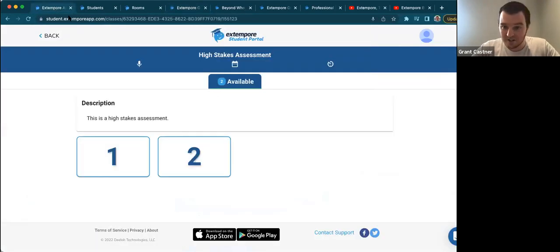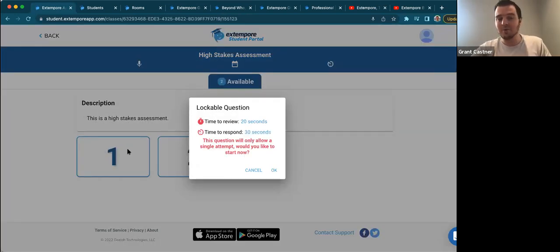Okay, cool. I just wanted to show a few things about extempore to follow up on what Florencia was saying earlier about the interpretive assessments. And I just wanted to show an example of an output-based assessment if you weren't familiar with how the platform works. So here, this is what the student would see when they go to take their assessment. They could click in, and Florencia mentioned the timers that we have. You can add a time to review, as you saw, and a time to respond as well. So the student would click it, and then it would be a lockable question.